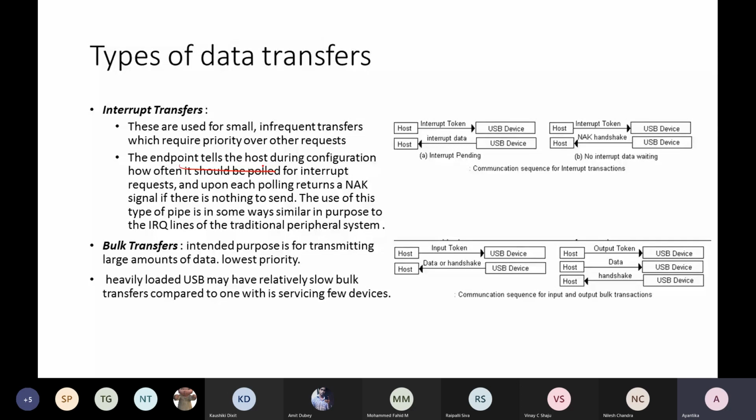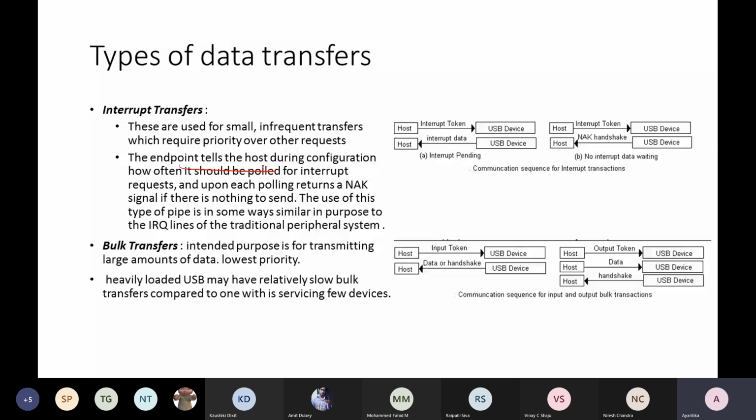Polling means at that point, the main host will check whether any interrupt handling is required by the endpoint. If so, this data transfer will be stored, and interrupt always has high priority. That interrupt signal will be processed, the interrupt task will be processed, and after that, USB data transfer will take place.